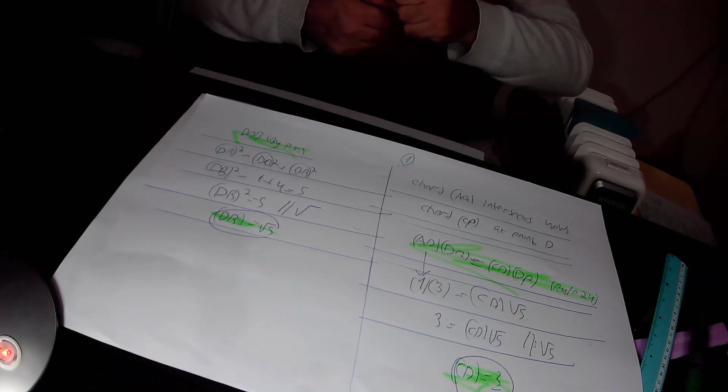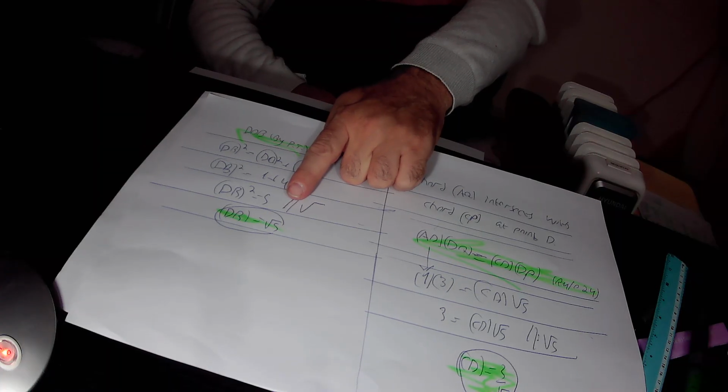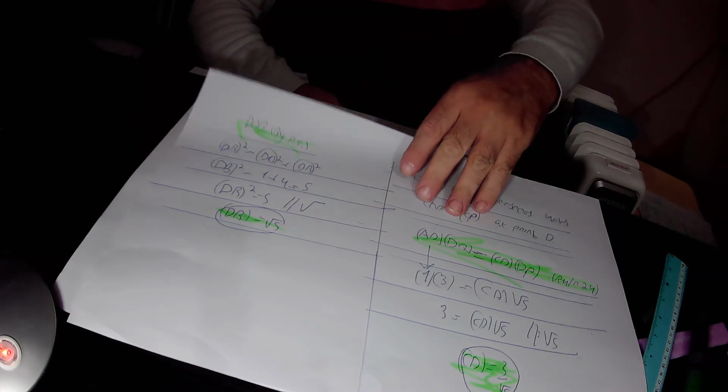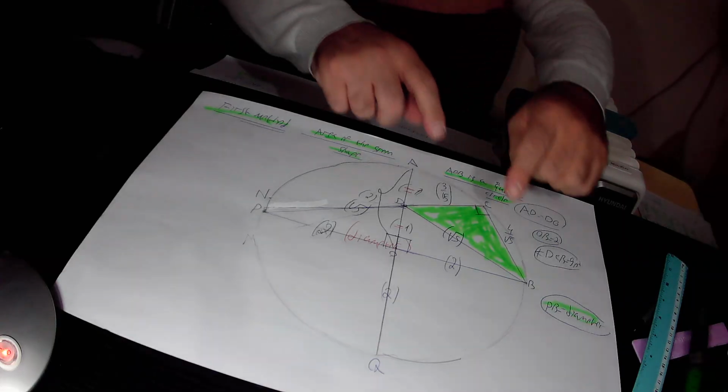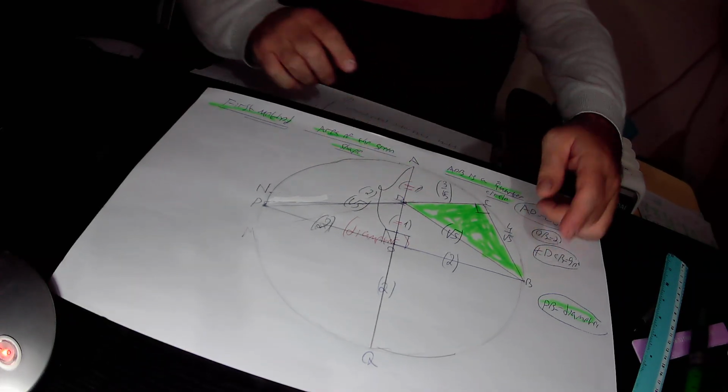Here we took the root of this equation and found that the missing hypotenuse DB is equal to the square root of 5 units in its length. This is the missing hypotenuse DB. It equals the square root of 5 units in its length.